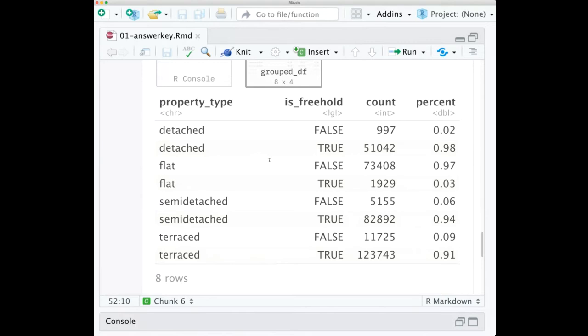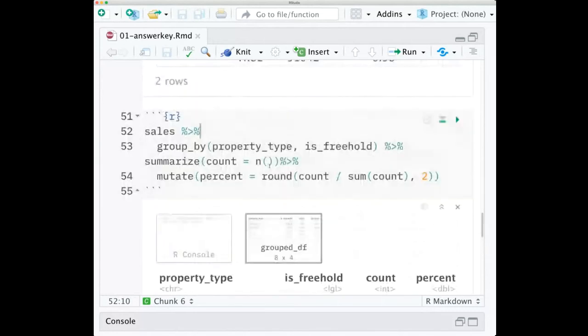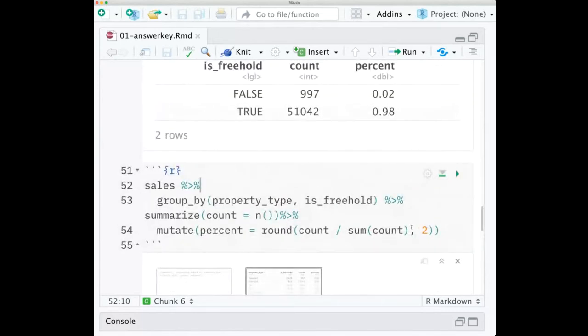I'm just doing that to make things clearer in the table. Otherwise, it would be nice and wide. But yeah, I'm rounding it by 2.